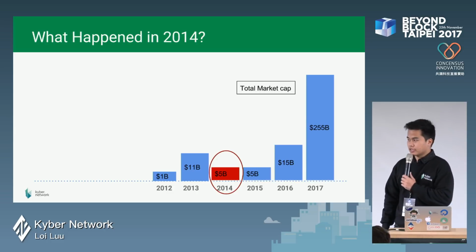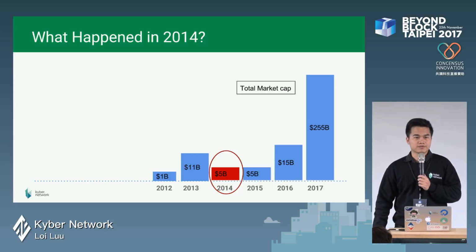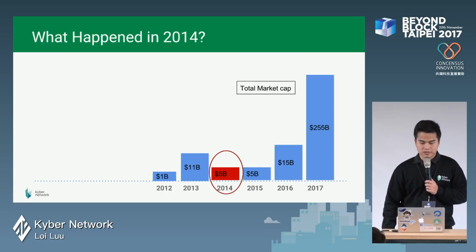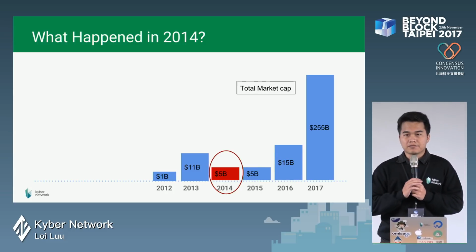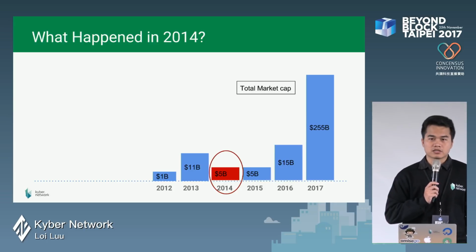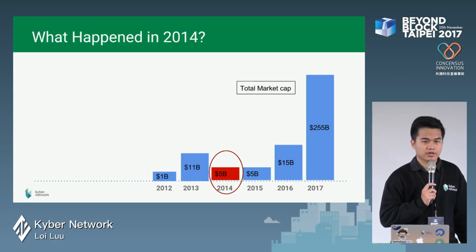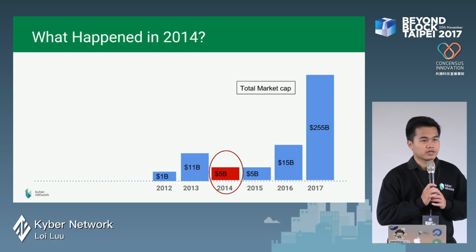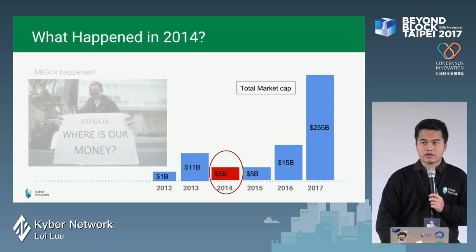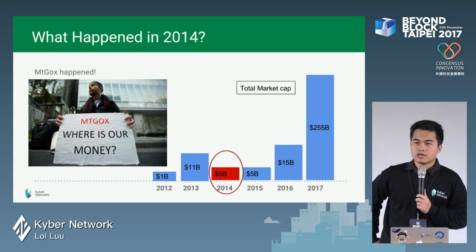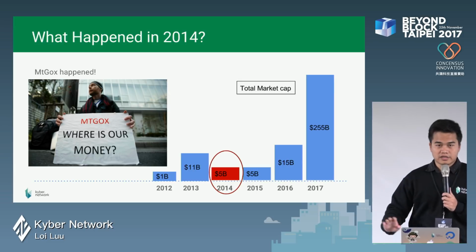If you look at this chart, you see some anomaly, right? In 2014, the market cap dropped from 11 billion to only 5 billion US dollars, and many people think that it's because of market correction or changes in regulation. But there was a major event back in 2014, which was Mt. Gox. In case you don't know, right?